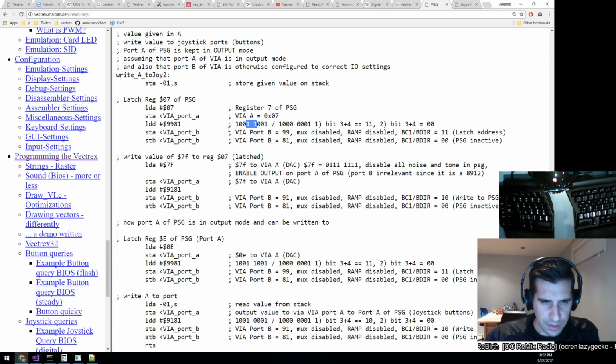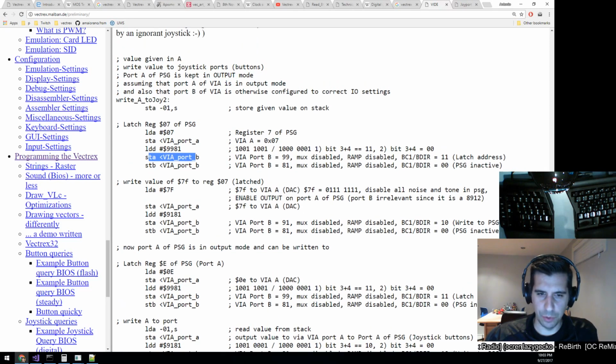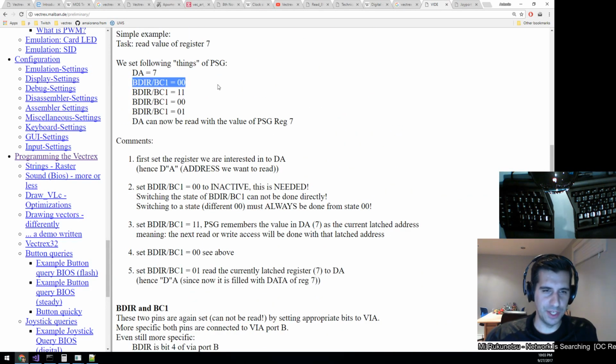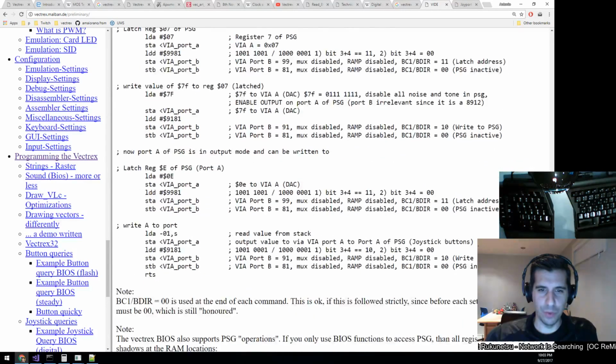But what about setting it to 00? Didn't he say we have to always go to 00 first, then go to 11? This seems to contradict exactly what he wrote before. Up here he says put 00 then 11, but here he actually writes 11 then 00.